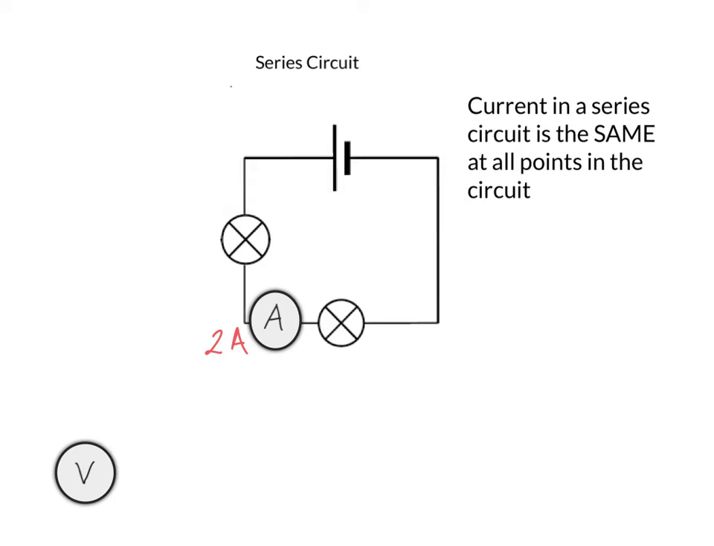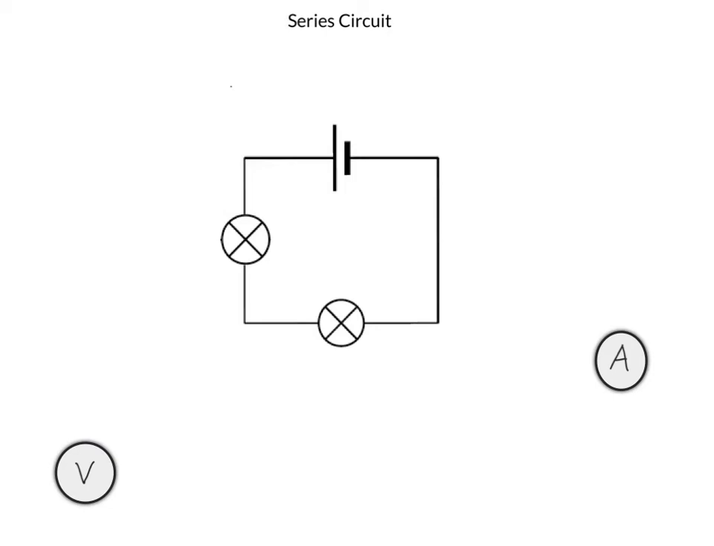So no matter where I put the ammeter in the series circuit, the current is always the same. And that's rule number 1 for current in series circuits. Current in a series circuit is the same at all points in the circuit. That's the first rule you need to learn. Now we're going to look at how voltage behaves in a series circuit.